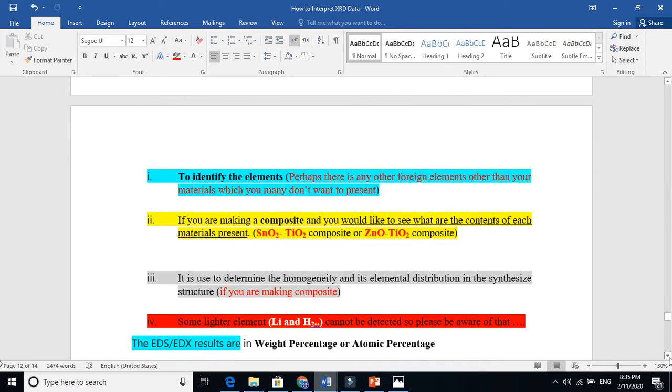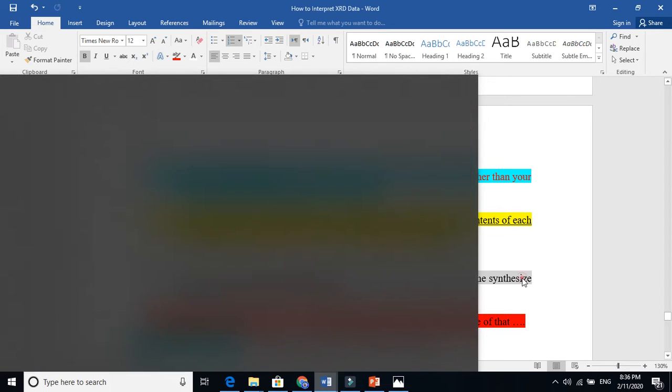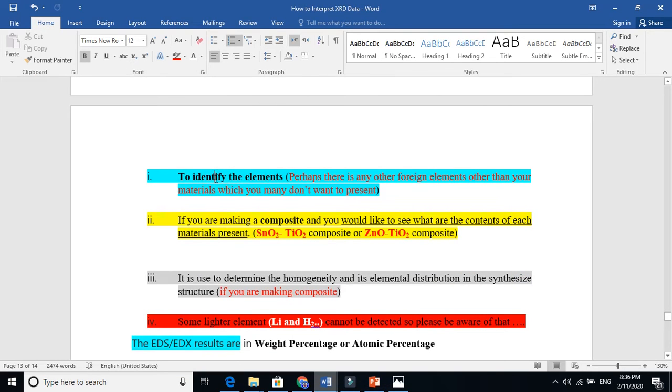Look, why do we use EDS or EDX? To identify the elements. For example, if you are synthesizing a pure material and you do not want any other material to exist, and you are making something and perhaps there are some foreign atoms, and you want to clarify, just do EDX and you will see whether other material exists or not. This is one of the functions.